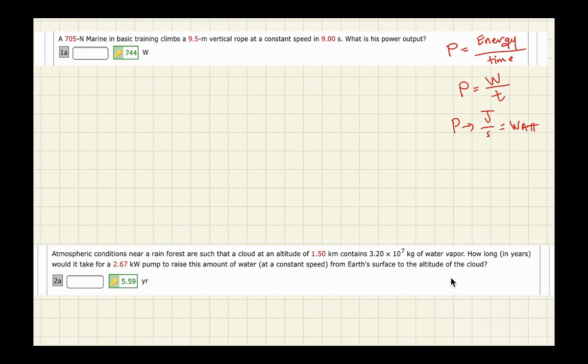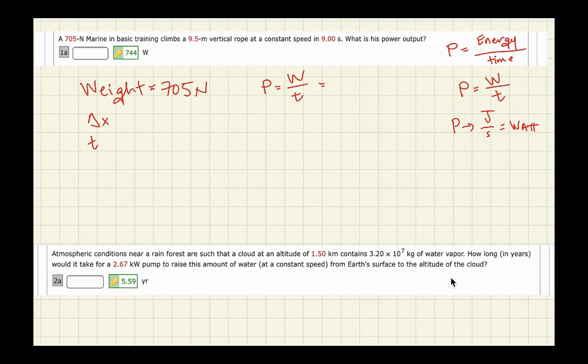So for this first problem, we are given the weight of this marine, 705 newtons. That's not a mass. Mass would be kilograms. This is mass times g. So that's weight. And we're given a delta x, right? And we're given a time. These are my givens. Well, power is work over time.